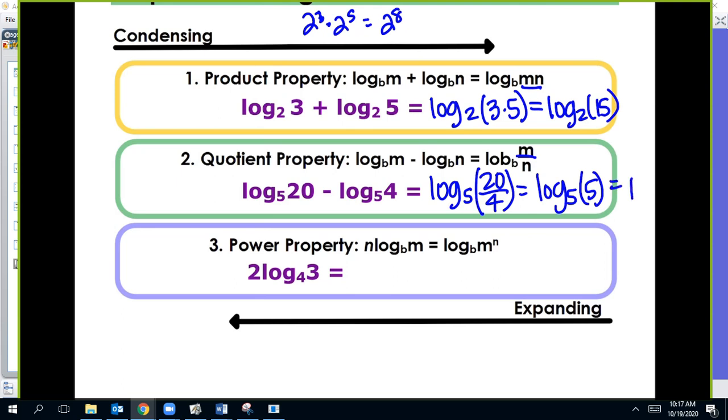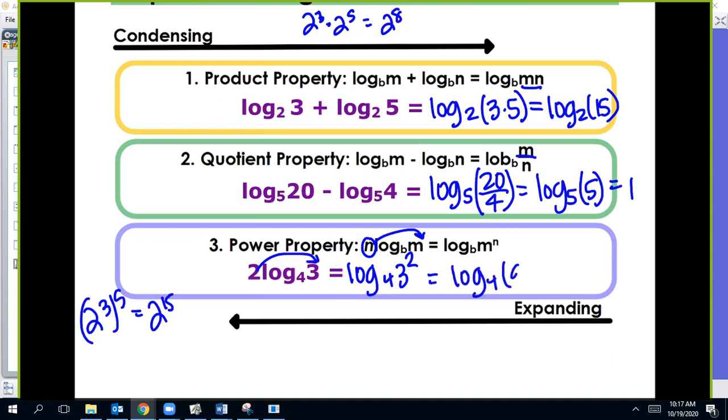Okay, last one is that any sort of coefficient becomes an exponent. So that comes from this rule, 2 to the 3rd to the 5th equals 2 to the 15th. And so it's multiplication, basically. So we have log base 4 of 3 squared. So we just bring, I like to draw a little arrow to bring it up. And we can rewrite that as log base 4 of 9. And this works the same way going backwards. So condensing is going to the right, expanding, we could work backwards and do the same thing.